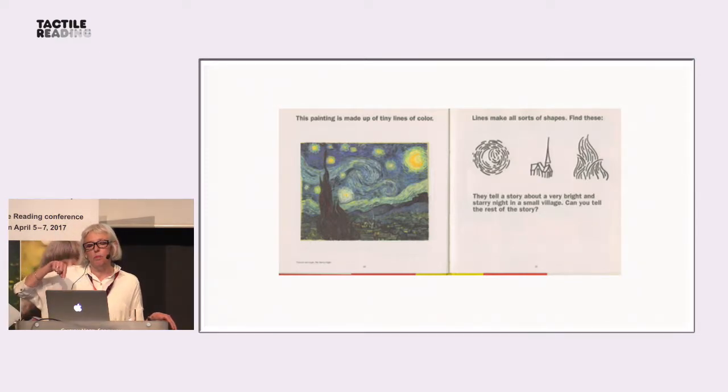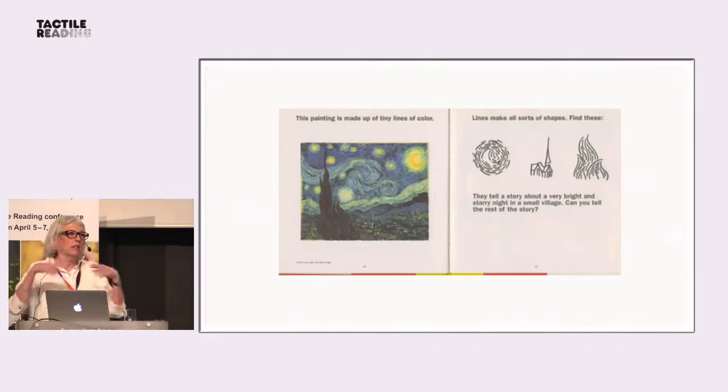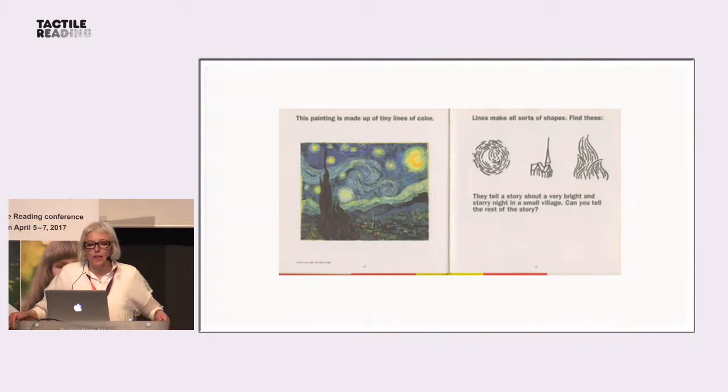Another drawing is shaping a church, and the third is a kind of flames or vegetation or something like that. And the text continues. They tell a story about a very bright and starry night in a small village. Can you tell the rest of the story? So it's more to interact with the children.